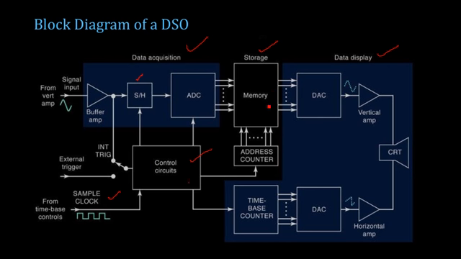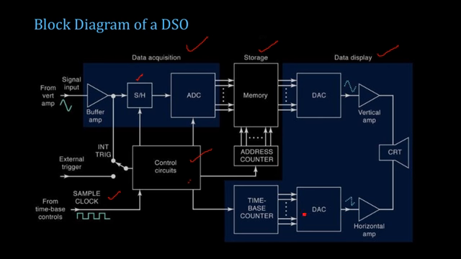Now once the storage is done, you need to display the signal on the CRT. Now you have two circuits available. One is a vertical circuit which is connected to the vertical amplifier and vertical deflection plate, and then you have a time-base counter which provides a signal to the horizontal deflection plate. As in the case of a CRO, this time-base circuit will be providing a base for the signal that is to be displayed. This will generally be a sawtooth waveform.